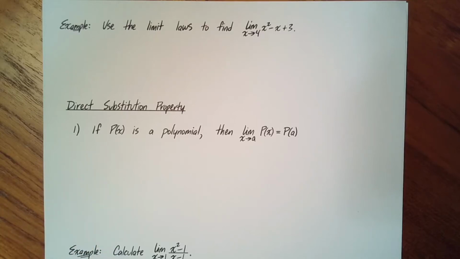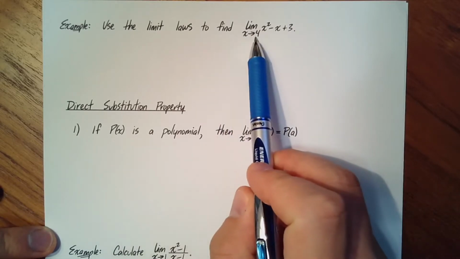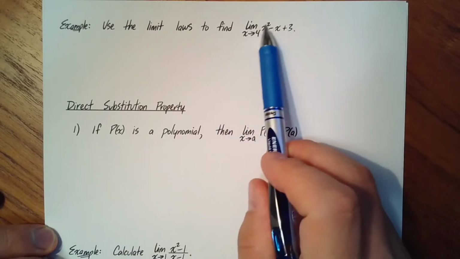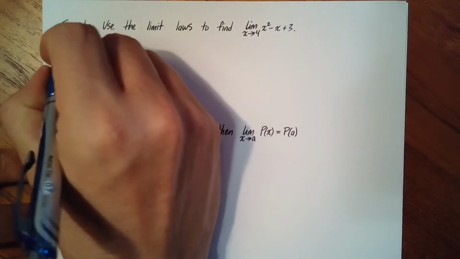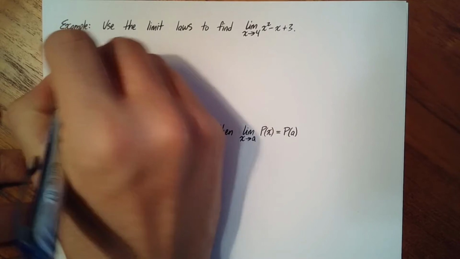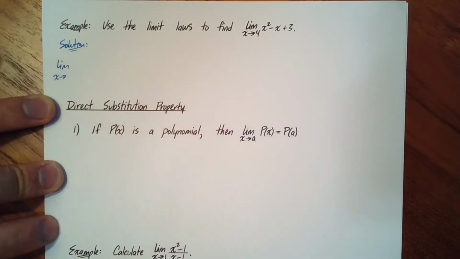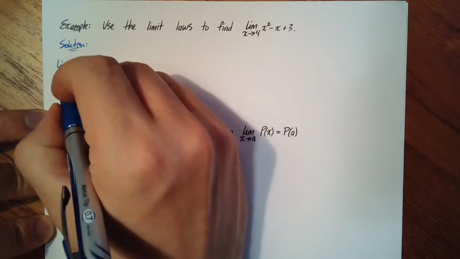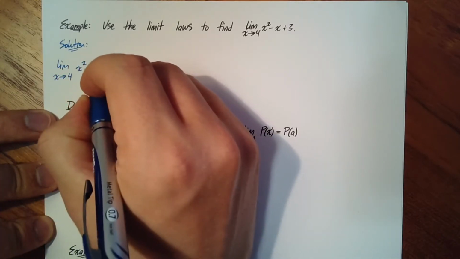Okay, so let's look at an example of how we might apply these laws to actually calculate a limit. In this example, we've got the limit as x approaches 4 of the quadratic function x squared minus x plus 3. So let's work this out. I'm just going to start by transposing what we're actually working out. So we have the limit as x approaches 4 of x squared minus x plus 3.